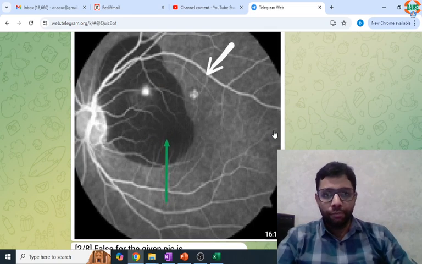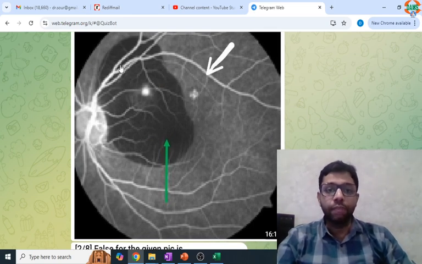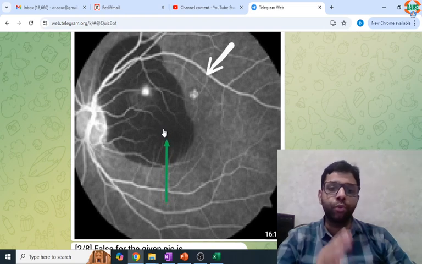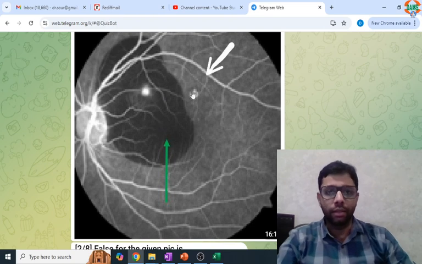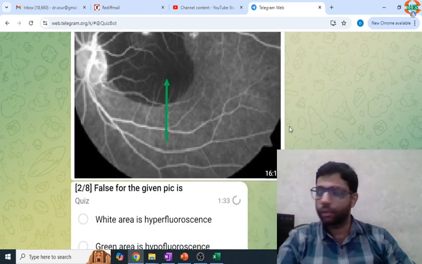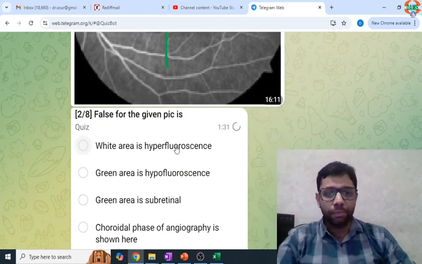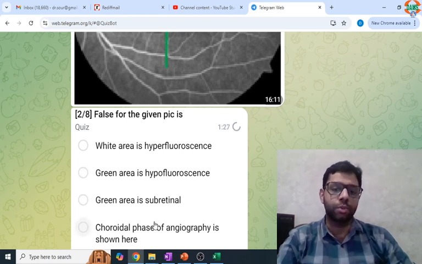Now, this left black and white picture means it is a left angiography. Why? Because dye is seen in the retinal vessels and the optic disc. This retinal vessel is hyperfluorescent because it has the dye. The dye cannot come out because of the inner blood-retinal barrier. And this is dark, this is hypofluorescence, but it is behind the vessel, so it is subretinal. So white area is hyper, green is hypo, green is subretinal. So these three are true, which means this has to be false.